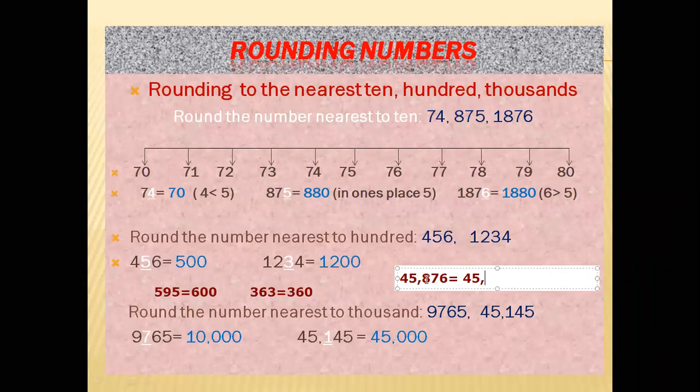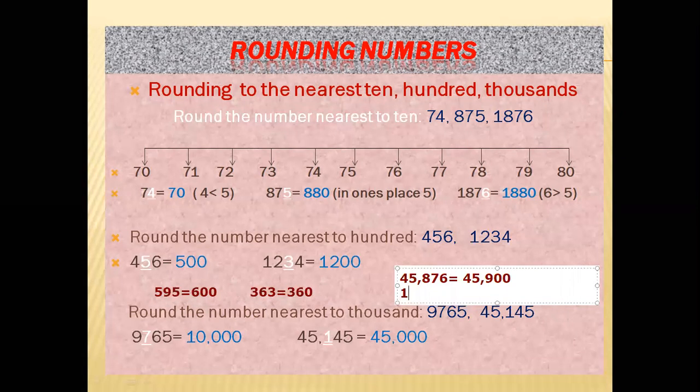In the 100 place which digit is there? 8 is there. 8 plus 1, it will become 9. And then two digits are there, 7 and 6. In that place you have to put 0, two zeros. How many digits are there after 8? Two digits. In those two digits' place you have to put 0. Understood now?